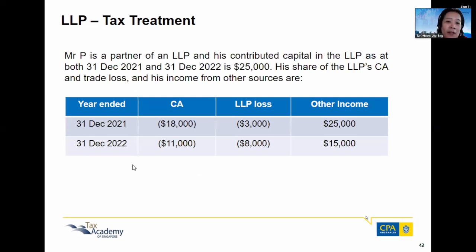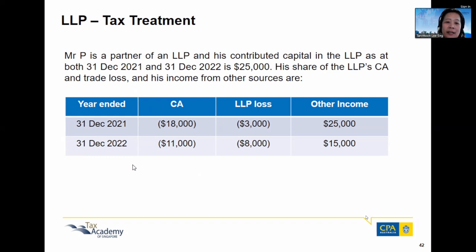Mr. P is a partner of an LLP, and his contributed capital in the LLP as at 31st December 2021 and 31st December 2022 is 25,000. So it remains the same. For 2 years, his contributed capital is 25,000. He didn't make any withdrawal of his contributed capital, so it stays at 25,000. It is important to take note of contributed capital. His share of LLP CA and loss is as below.